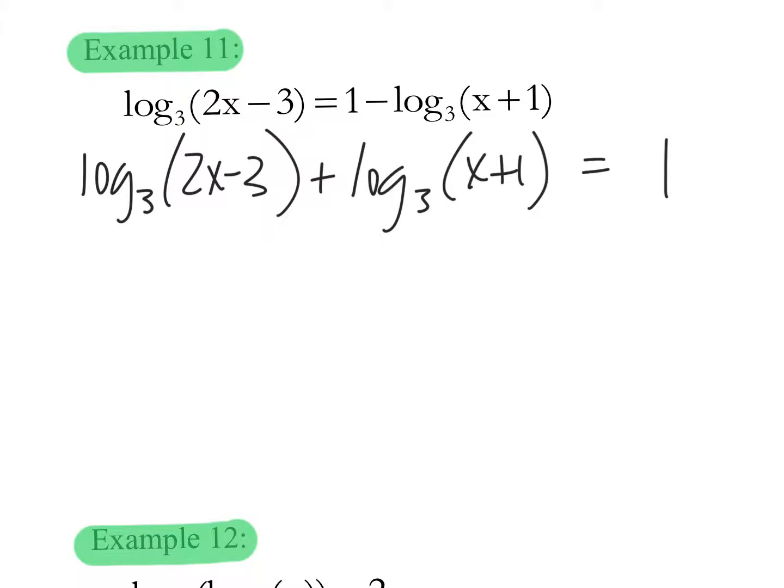This example is different from all the other ones because this term does not have a log with it. Okay, makes it very, very different. Remember, in all the other ones we were trying to get a log on each side so that we could just set the parentheses equal. But in none of those did we ever have a random whole number. So still, what we know how to do here is condense. So I'm going to combine those.